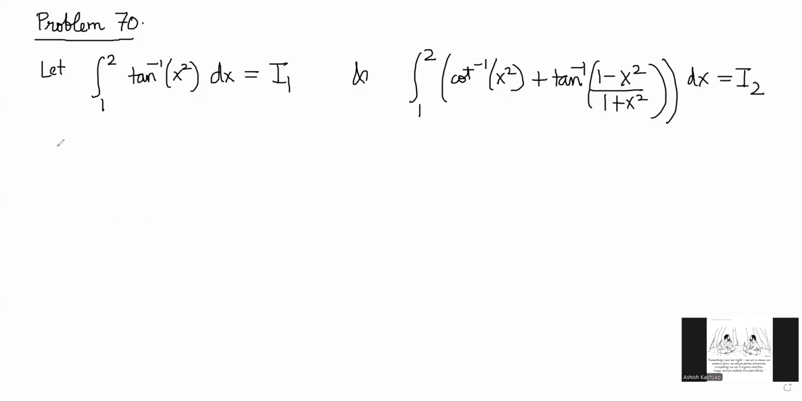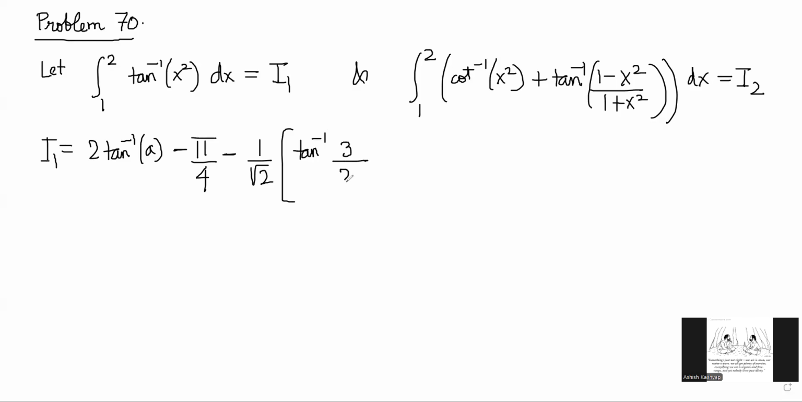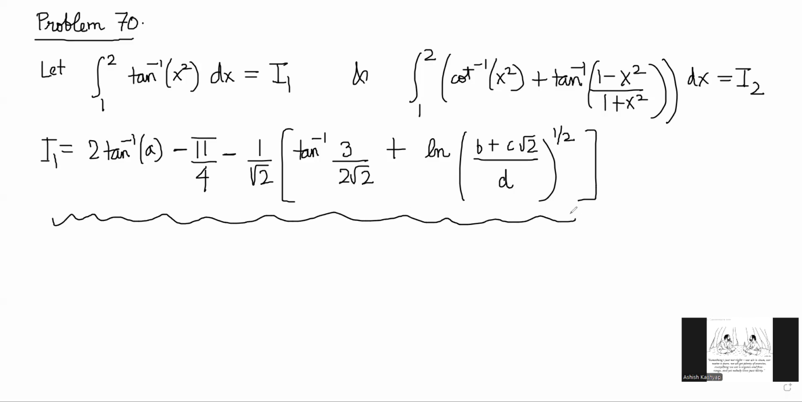Now, they have also given I1 is equal to 2 tan inverse A minus pi by 4 minus 1 over root 2 tan inverse 3 by 2 root 2 plus ln of (b plus c root 2) by d, and whole of this is to the power half. So this is a complicated looking expression for I1 that has been given.